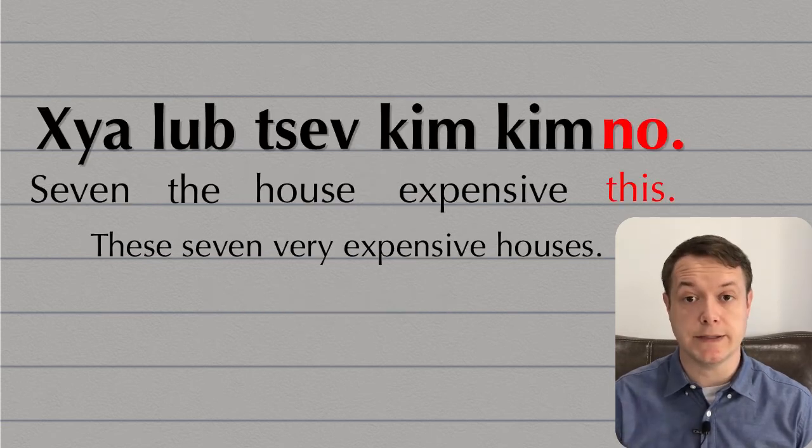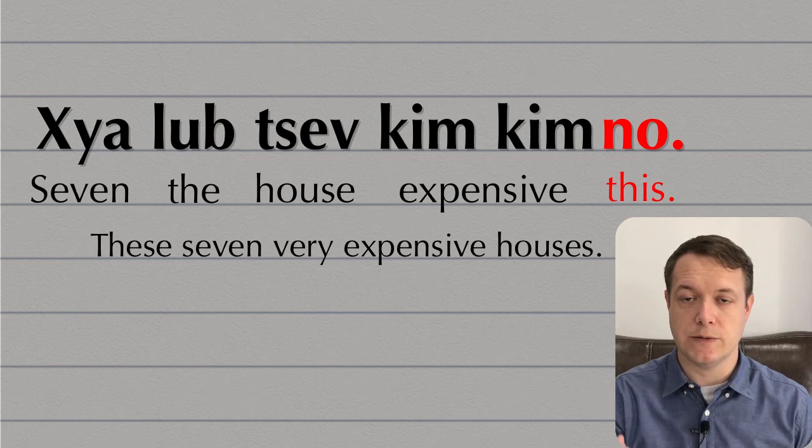And finally, a bigger example to see where the word this actually goes. Sha lu che ki ki no. If we define that literally word for word, it would be 7 the house, expensive, expensive, this. So we put all the things about the house around the word house, and then at the very end of that, we put the word this.